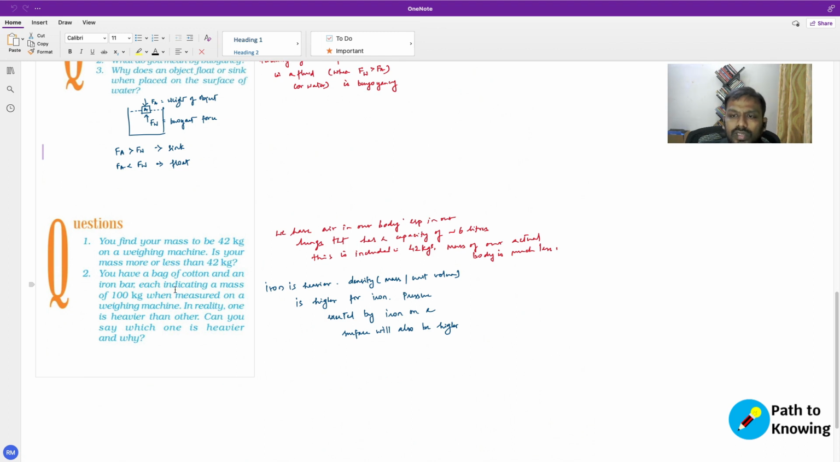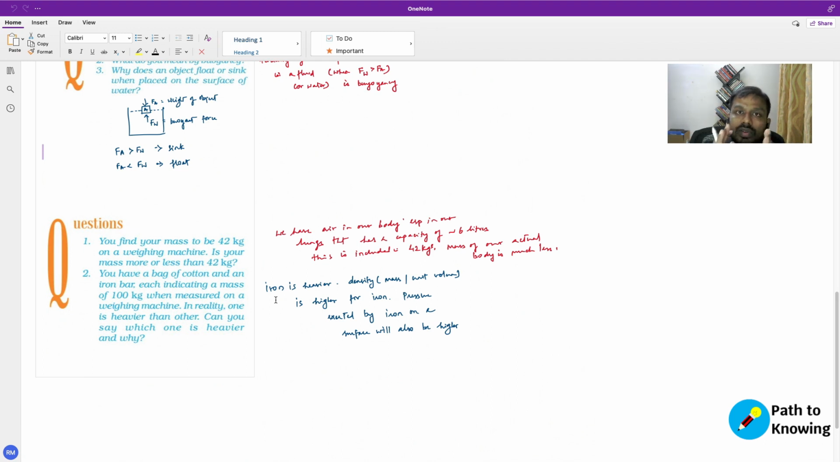You have a bag of cotton and an iron bar, each indicating a mass of 100 kgs when measured on a weighing scale. In reality, one is heavier than the other. Can you say which one is heavier? Yeah, iron is heavier for the reason that the density of iron is more, right? So 1 kg of iron takes less space than 1 kg of cotton, right? The reason is because iron is more dense.